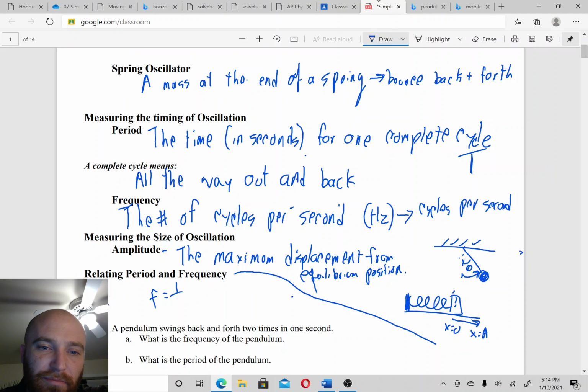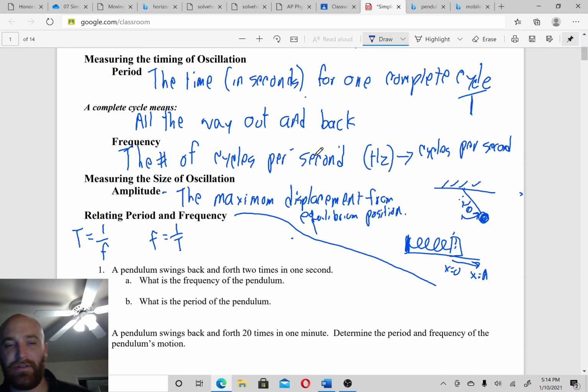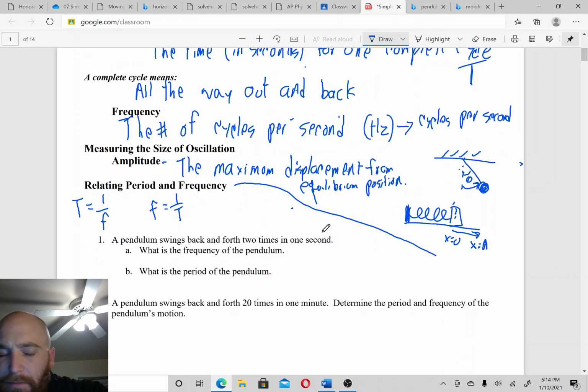Frequency is 1 over period. That's just a little bit of cross multiplication, a little bit of solving. So either one of these two equations to relate the two works fine. It just depends what you're solving for. Cool. So let's do some examples to try and clear this up a little bit.